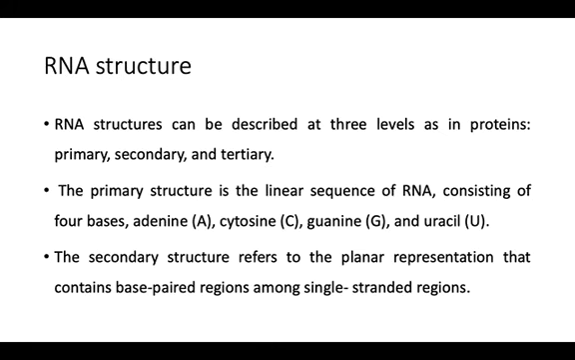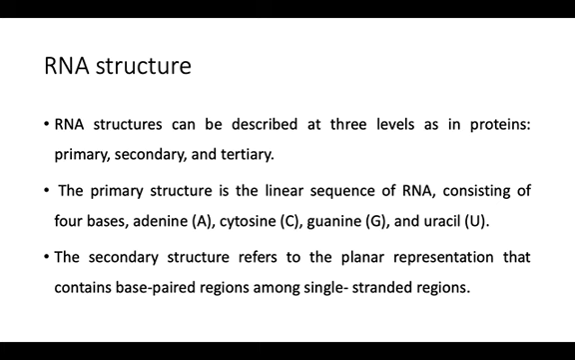So, when we particularly talk about the structure of RNA, it can be described at three different levels actually: the primary structure, secondary, and tertiary structure. So, primary structure, like in most molecules, is the linear sequence of RNA consisting of bases adenine, cytosine, guanine, and uracil. And the secondary structure refers to the planar representation that contains base paired regions among single stranded regions.